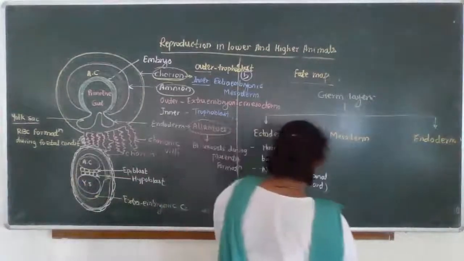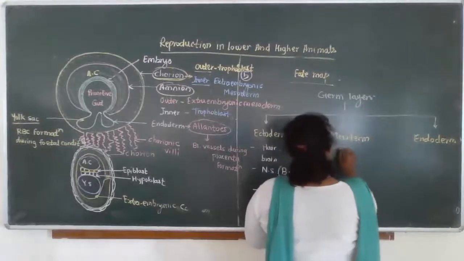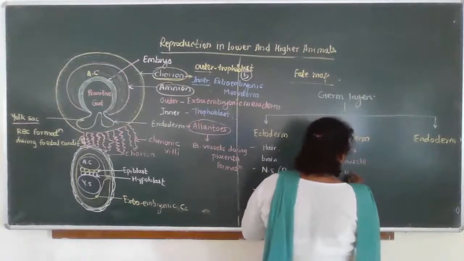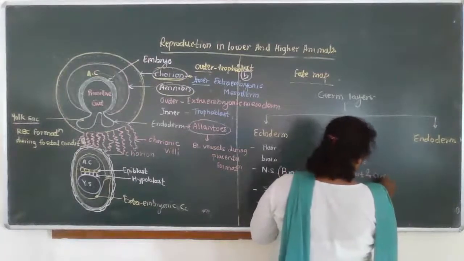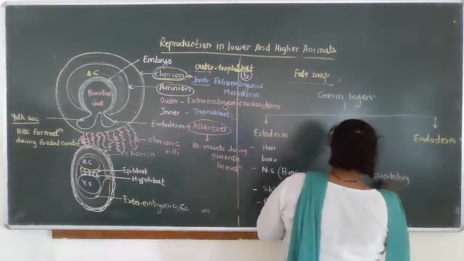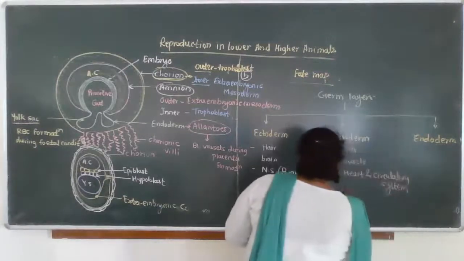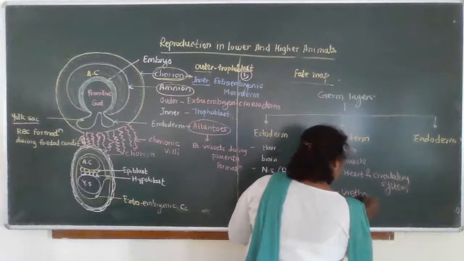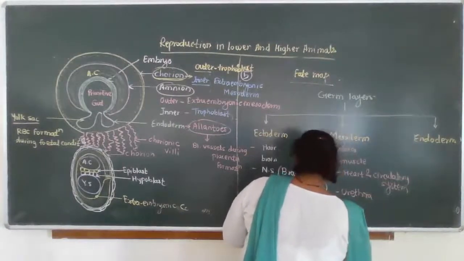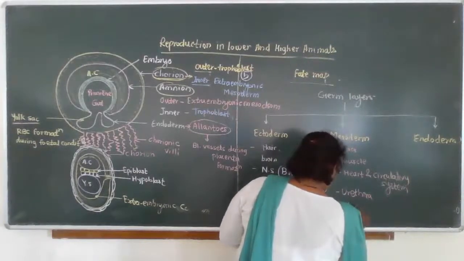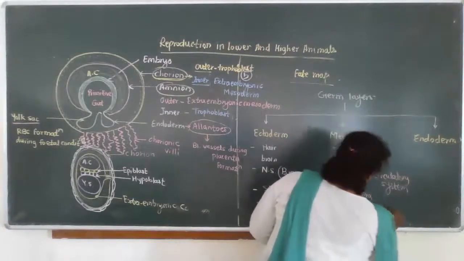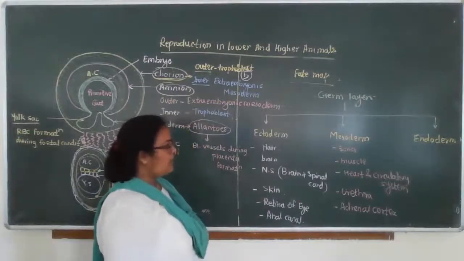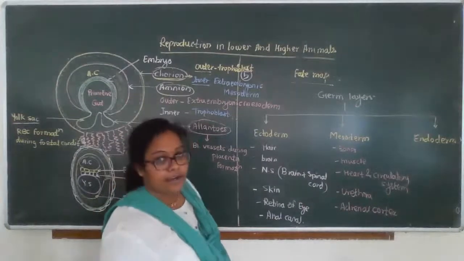Then the next one: from the mesoderm, which organs get formed? From the mesoderm, especially bones, muscles, then the heart and circulatory system, then the urethra, then the adrenal cortex. These are derived from the mesoderm. Bones are mesodermal, muscles are mesodermal, the heart is also mesodermal, and the urethra and adrenal cortex, right?